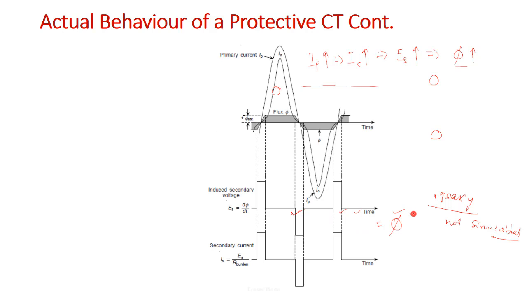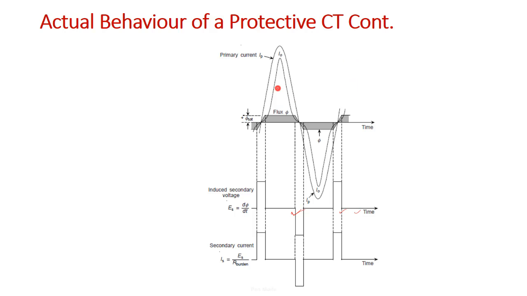Now we can see the waveforms of primary current, then magnetization current, then your flux rate. We can see here that this is your primary current, and your magnetization current becomes a little peaky, so it is not a sinusoidal current.